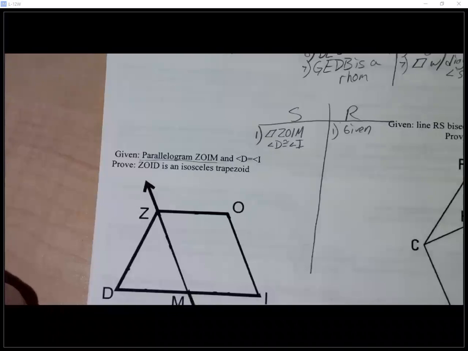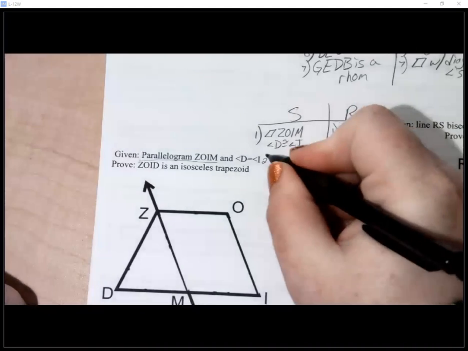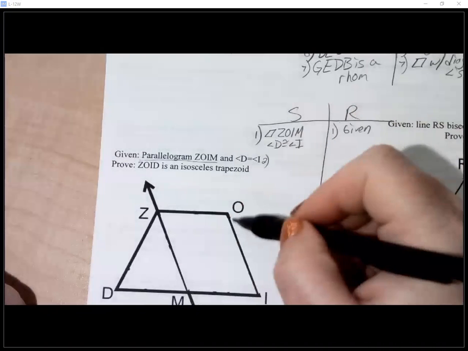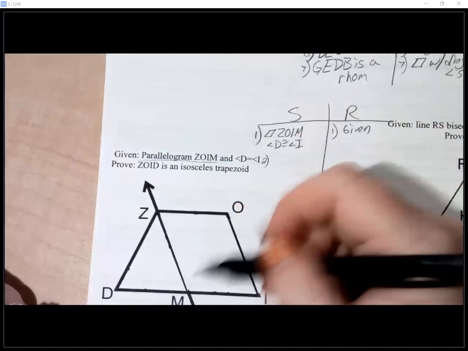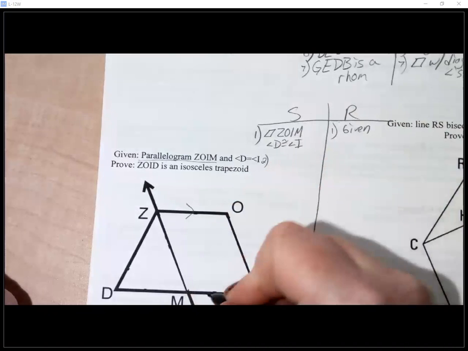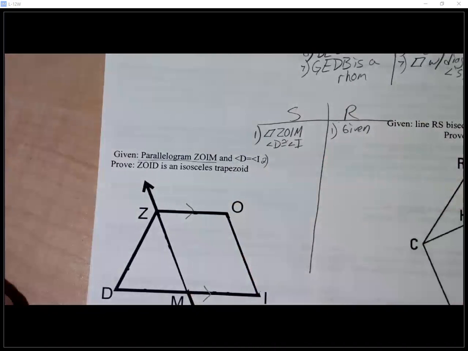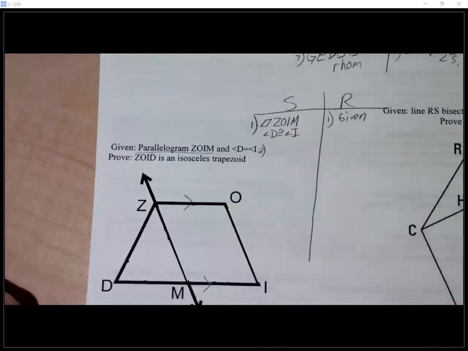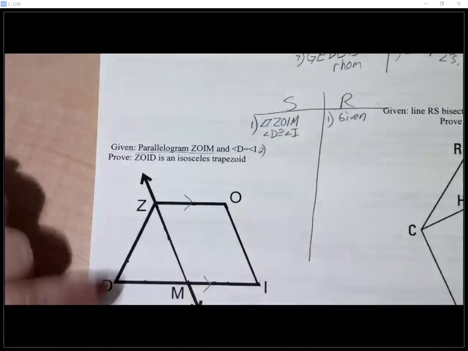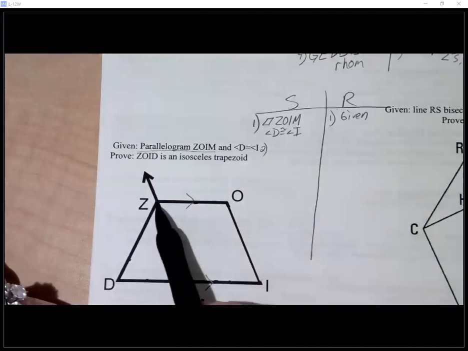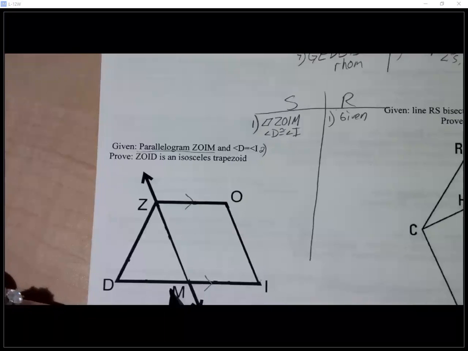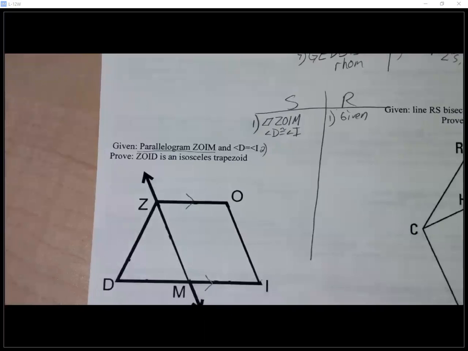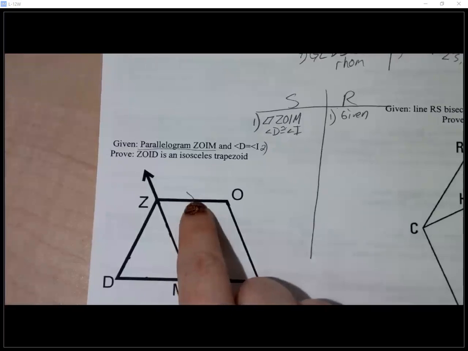Carson, go ahead. Well, if ZOIM is a parallelogram, then that means the right and the left are parallel. Exactly. It's just the top and bottom are parallel. You don't have to worry about, because I always get this question, if ZO is parallel to MI, do I have to do anything special to show that this whole line is parallel? No, you don't. Any piece of a line, because lines go on forever, right? It doesn't matter. It counts for the whole thing.